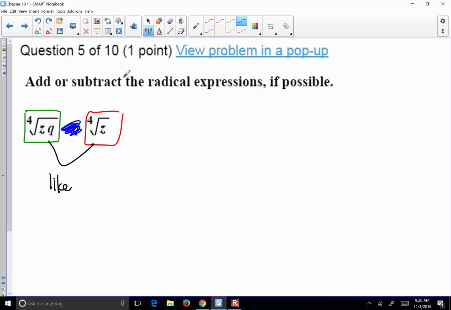Do you have the same index? Yes, we do have the same index. But do we have the same prisoners? Are these prisoners exactly the same? No. So these are not like. Well, can you make them like with some simple algebra?